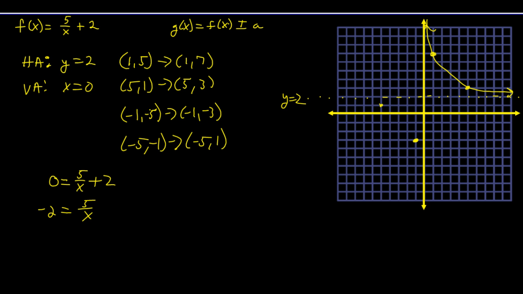-2 is 5 over x, so -2x is 5, and x is -5/2, which is -2.5, so it's going to cross right there. And so here is my graph.